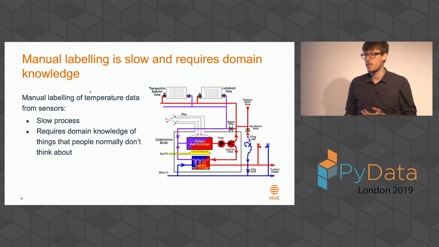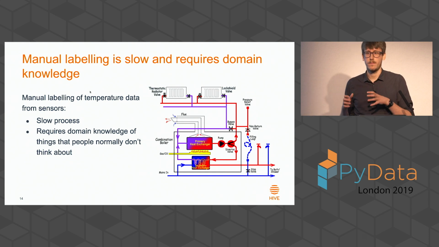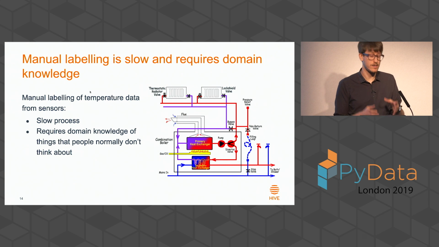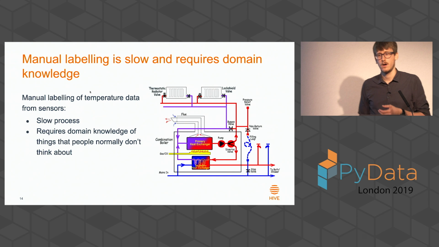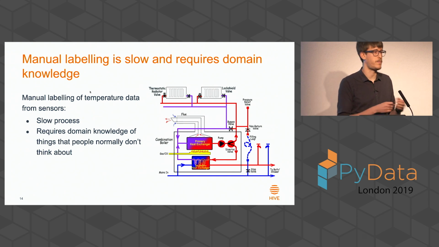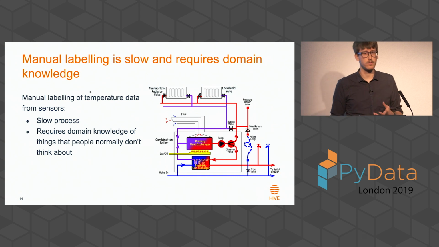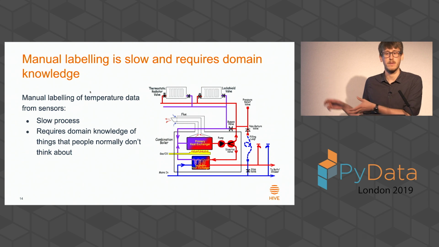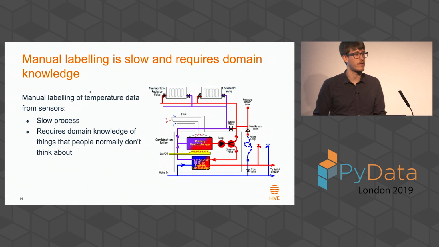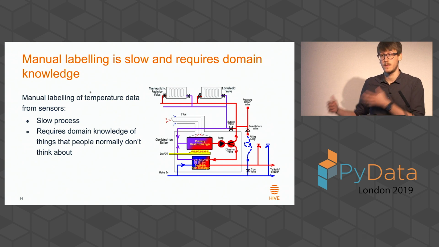But the other big problem is that we work with devices and systems that people don't normally think about. You normally don't think about how your boiler works or how your pipes work. So we cannot just use common sense to label things. If you are doing object detection in an image, you can just pick any random person and have them click on an image. In this case, you need to understand the system before you start labeling.